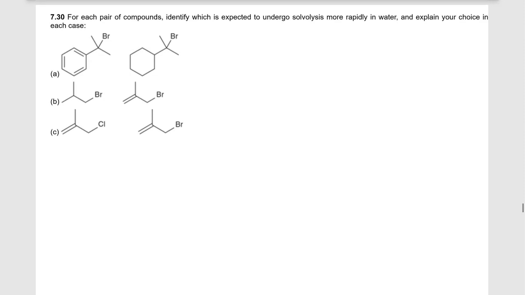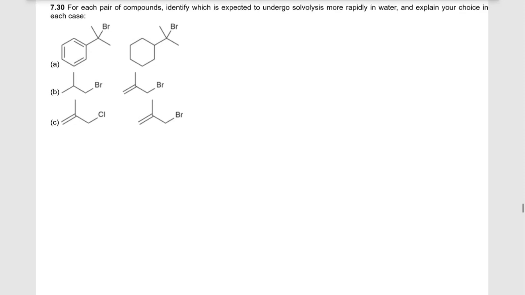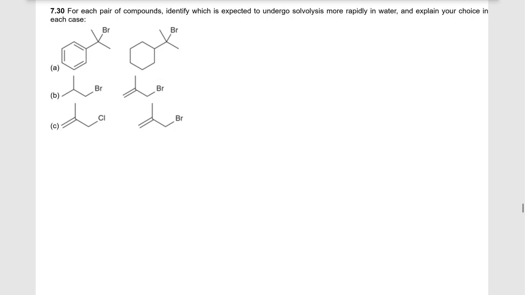So for each of these, identify which is expected to undergo solvolysis more rapidly in water and explain your choice. So for A, we have, bromine can pick up and leave, and we can form a carbocation here.